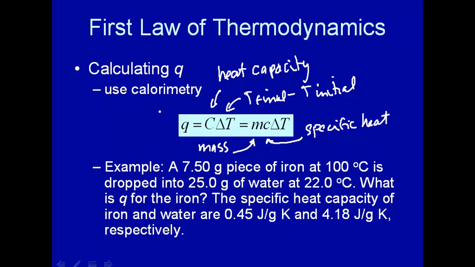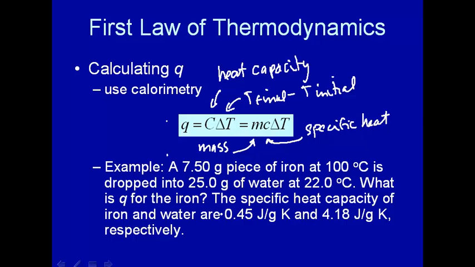Let's apply this equation to calculate Q for this example. This example actually is right out of introductory chemistry, but we'll review it anyway. I have a 7.5 gram piece of iron at 100 degrees, and you drop that into 25 grams of water at 22 degrees. What is Q for the iron? The specific heat capacity of iron and water are this. Okay, so what is Q for the iron?